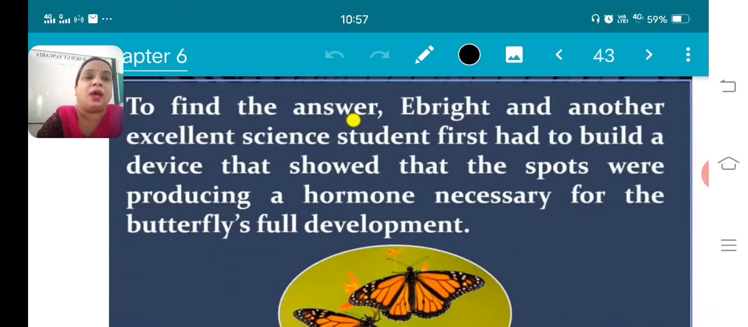To find the answer, Ebright and another excellent science student first had to build a device that showed that the spots were producing a hormone necessary for the butterfly's full development. Dr. Urquhart didn't believe what the other scientists thought, that these are not only decorative things but have some other reason also. To find the answer to this question, Ebright and another scientist together made a device that proved that these spots produced a hormone necessary for the development of the butterfly from a pupa.